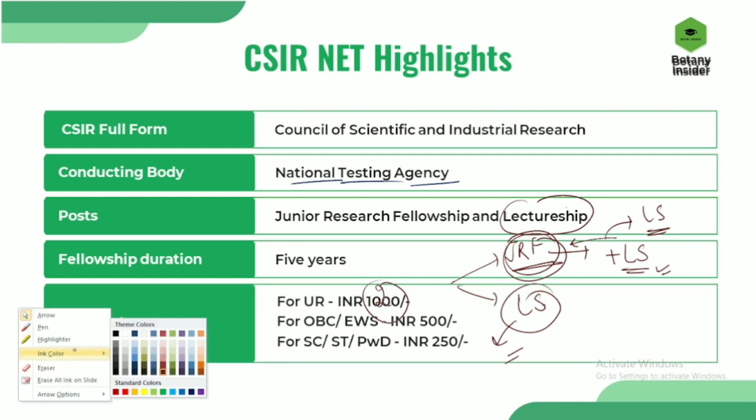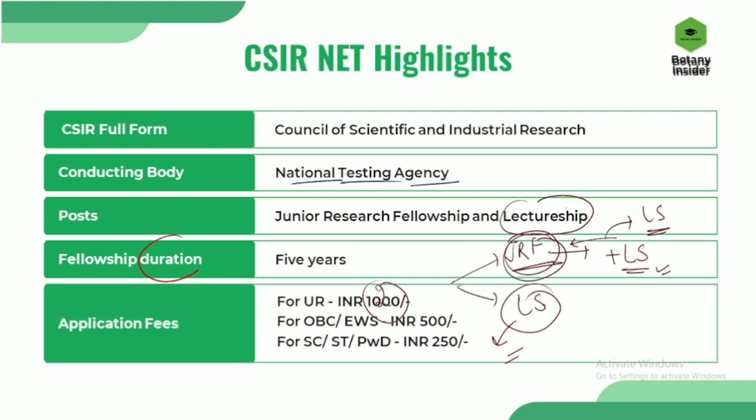Next important thing is the fellowship duration. The fellowship duration is 5 years. If you qualify the JRF, for the initial 2 years you will be given the fellowship as a JRF, and after 2 years, when you clear an interview that is held, you will be converted into SRF. What is SRF? SRF is Senior Research Fellowship.